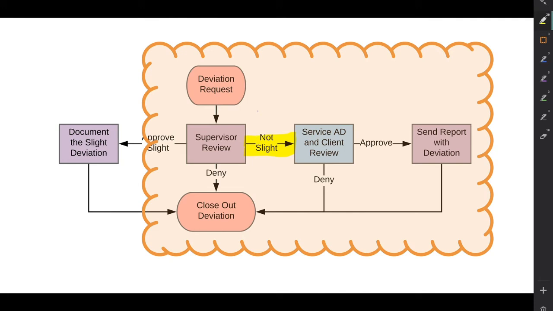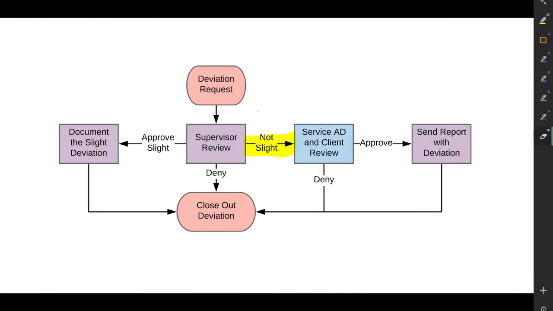Well, first off, they need to agree that the deviation is approved. If they don't, they deny it and it gets closed out. But if they do approve it, then they have to contact the client, because we can't move forward with these big deviations until we get the client's approval.